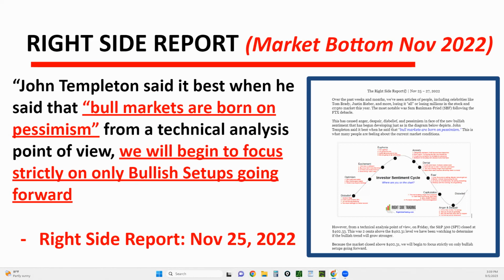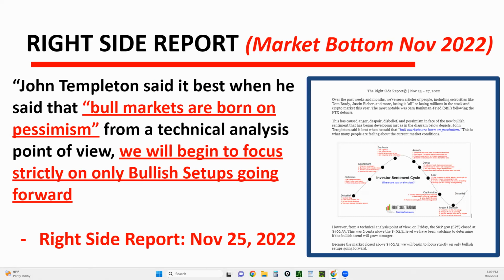Until then, we stay bullish. But by the end of November, to use a quote by John Templeton, who said it best, bull markets are born on pessimism, because that was all that was going on during that time. There's a lot of pessimism about the market. And again, it went on until literally July, I would say, at the very least.